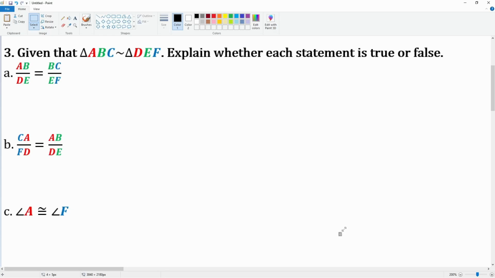Okay, here we have question 3. You're given that triangle ABC is congruent to triangle DEF. Explain whether each statement is true or false. What I did is I basically color coded so you can get a better visual understanding.